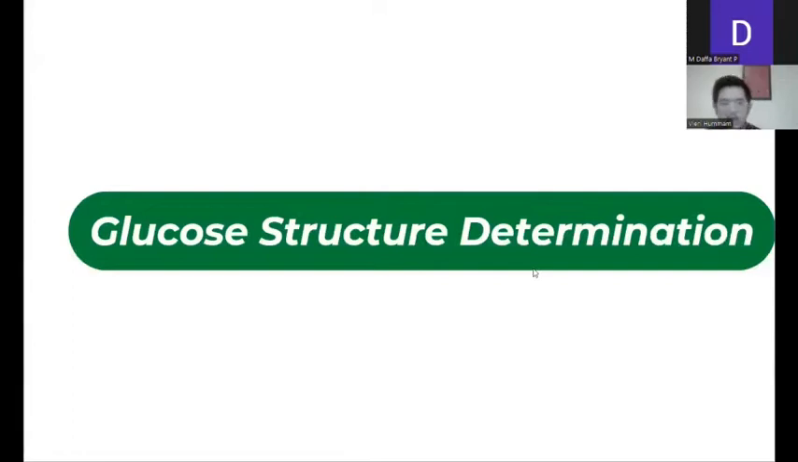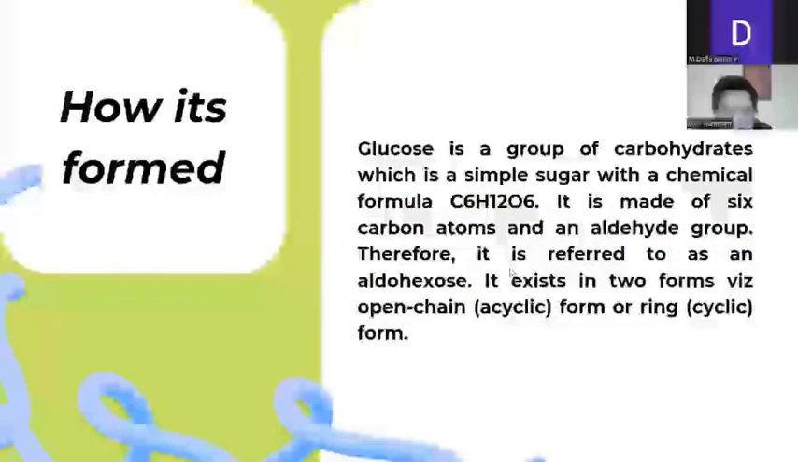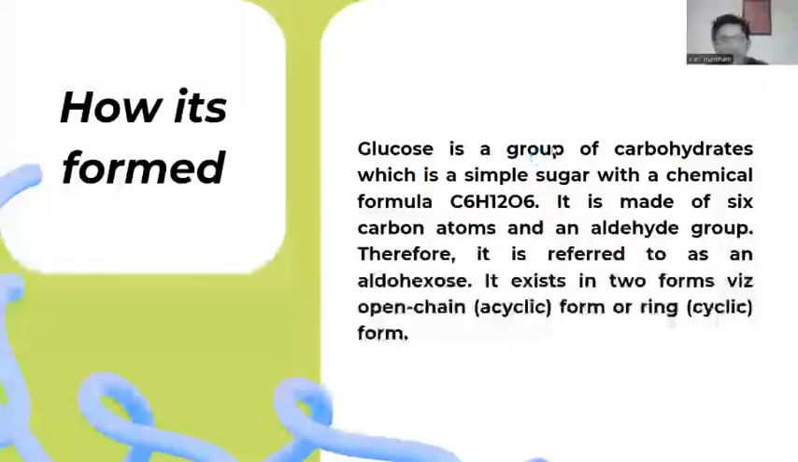And next is glucose structure determination. Next slide. Glucose and how it's formed: glucose is a group of carbohydrates, a simple sugar with the chemical formula C6H12O6. It is made of 6 carbon atoms and an aldehyde group. Therefore, it is referred to as an aldohexose. It exists in two forms: the open chain, acyclic form, or the ring, cyclic form.